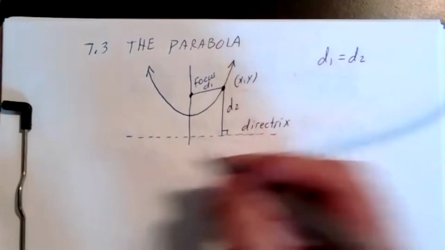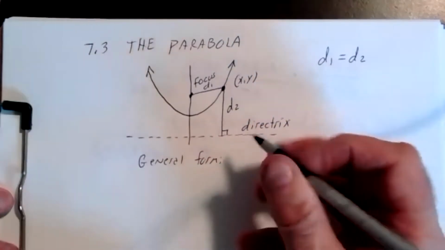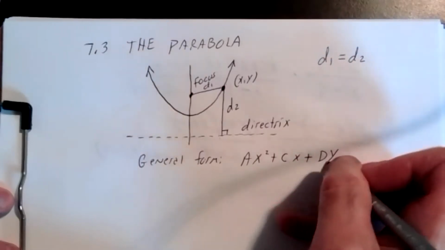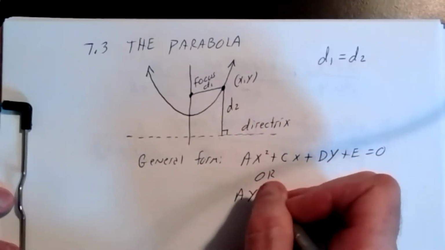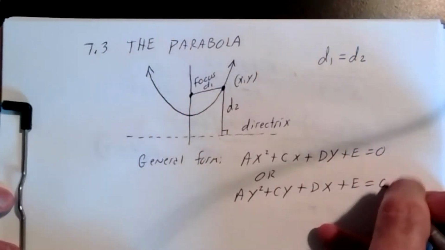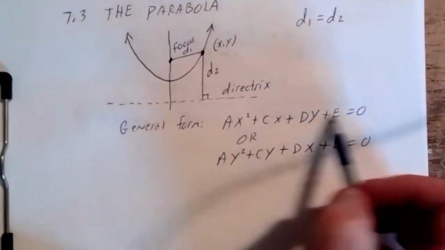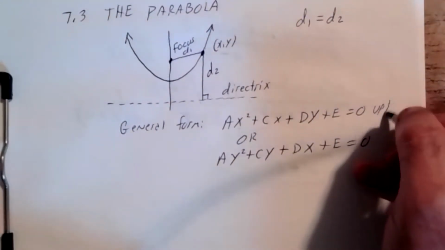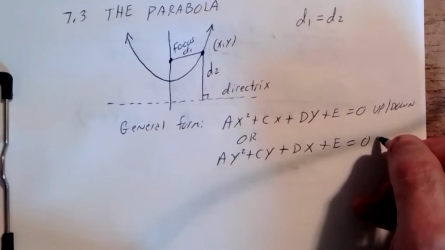All right. The general form equation for a parabola is either going to be ax squared plus cx plus dy plus e equals 0, or you could have ay squared plus cy plus dx plus e equals 0. So this is the general form equation for a parabola. The first one pertains to parabolas that open up or down. So this would be the up-down variety. And the second general form equation pertains to parabolas that open to the right or the left.